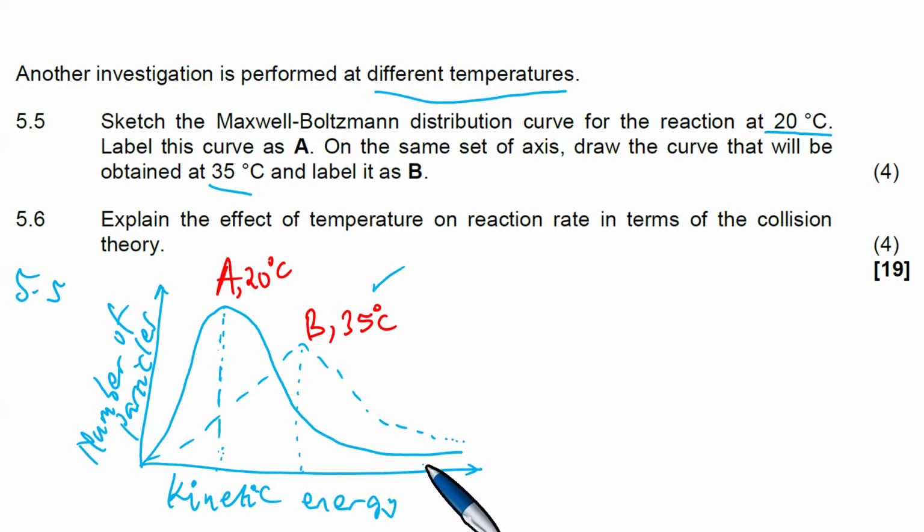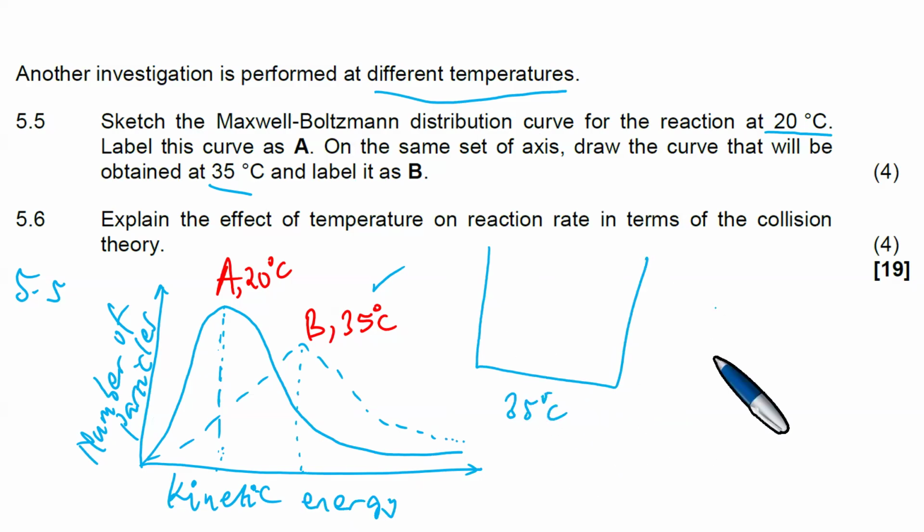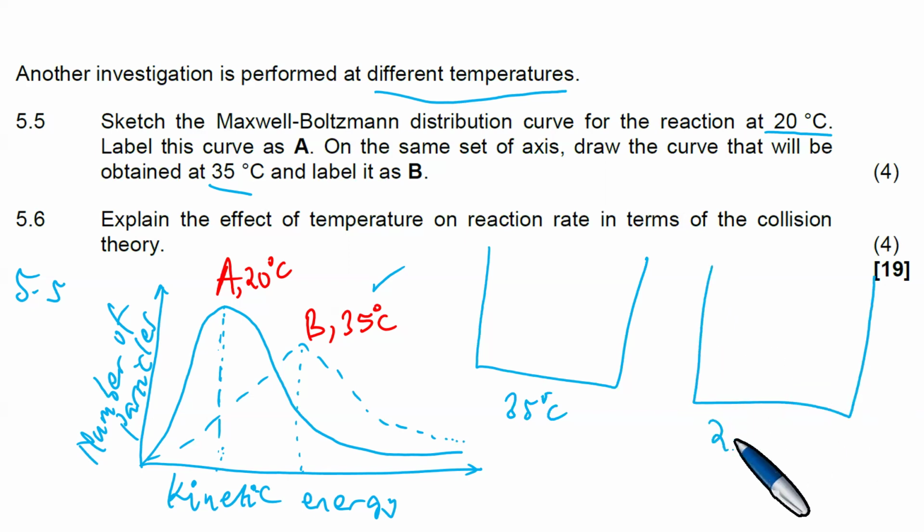When the kinetic energy increases, what does it mean? This is what is actually happening here. So at 35 degrees relative to 20 degrees, what happens? The temperature is very high and therefore they are running a lot. So if you have that EK is large, and here EK is less.